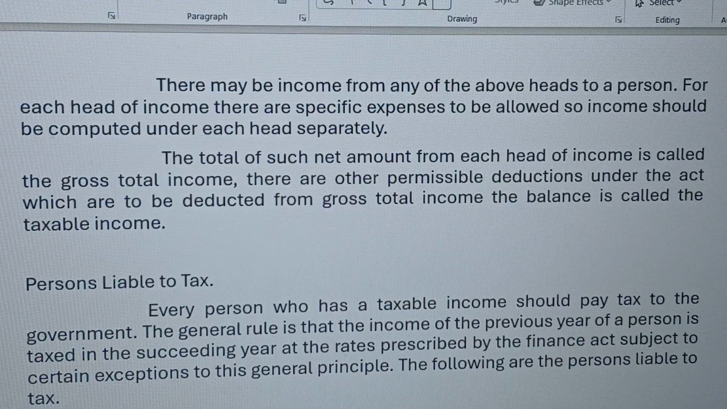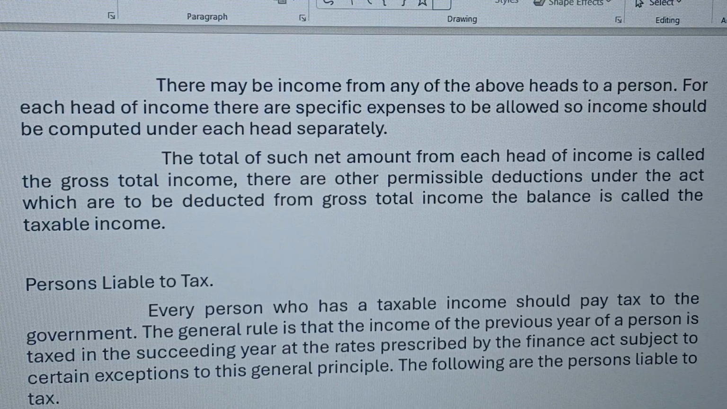We calculate the income separately in each head because the expenses allowed in each head are separate. Whatever expenses are incurred in the salary case are different. Whatever expenses are incurred in income from profession are different. Income from house property expenses are different. So the different heads of income will be computed separately.